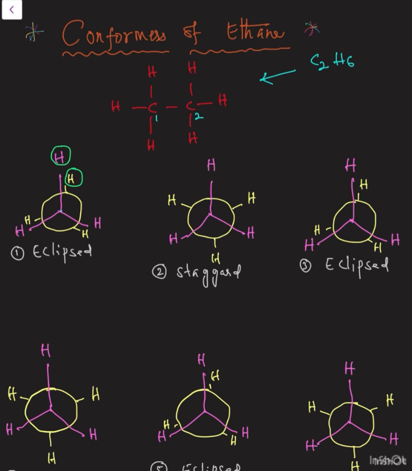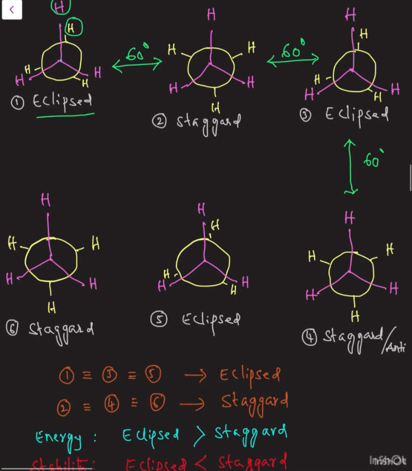Okay? Right. So such types of conformers are called what? Eclipsed. When the eclipsed conformer is rotated by 60 degrees, we get the staggered conformer. This staggered conformer, again rotated by 60 degrees, gives the eclipsed conformer. The same way, when it is rotated by 60 degrees again, we get the staggered, which is also called the anti-conformer. Again by 60 degrees.